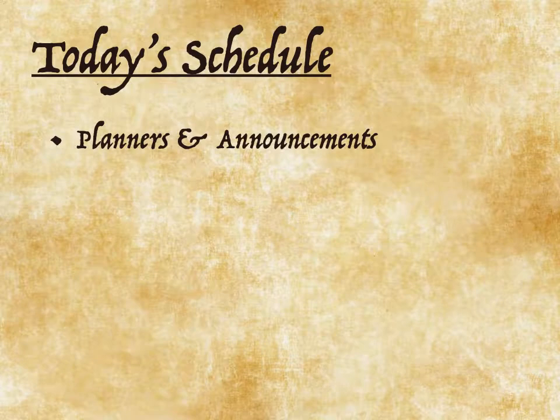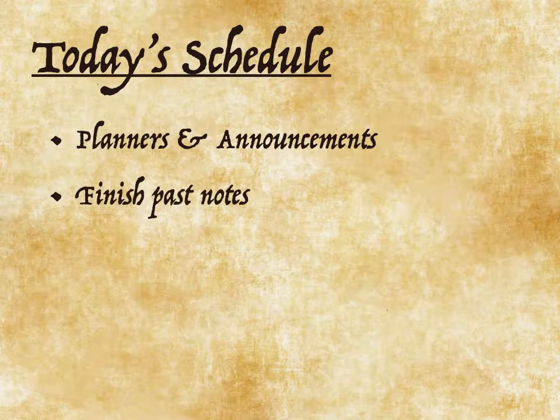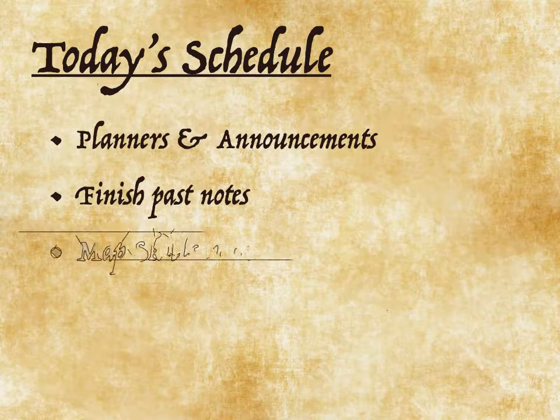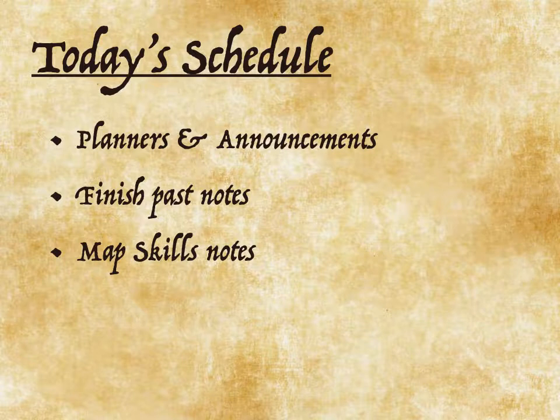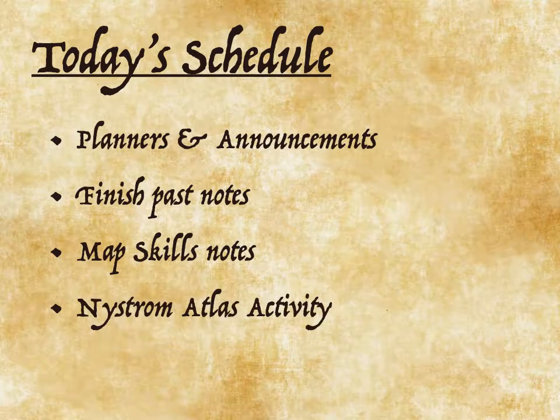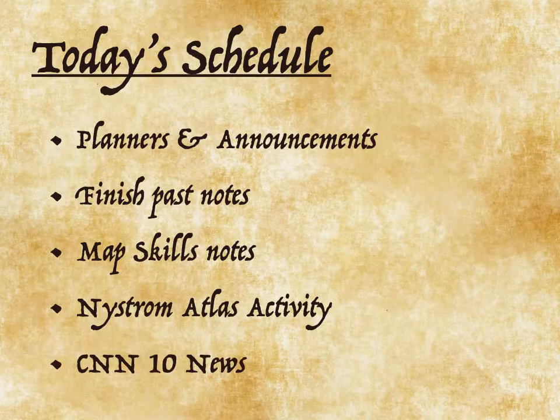Today's schedule: planners and announcements. We finished the past notes, the questions and summary section. And we're going to work on the map skills notes today and then finish off the class with an atlas activity in our Nystrom. We have these big laminated maps. We're going to do an activity on that and watch the CNN 10 with any leftover time.